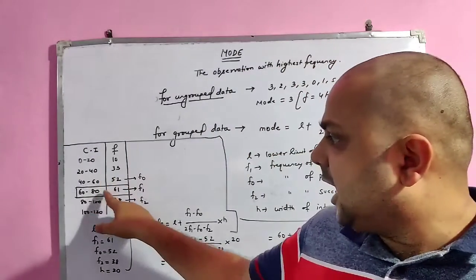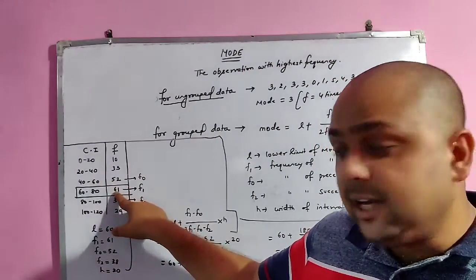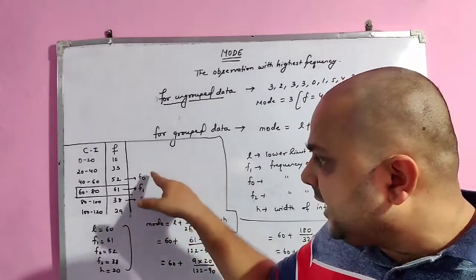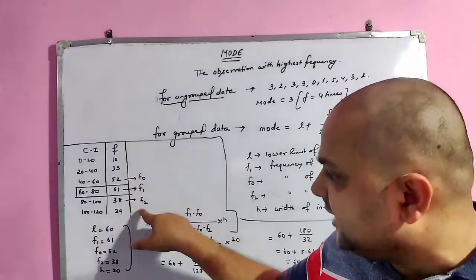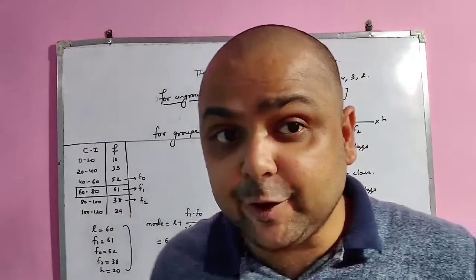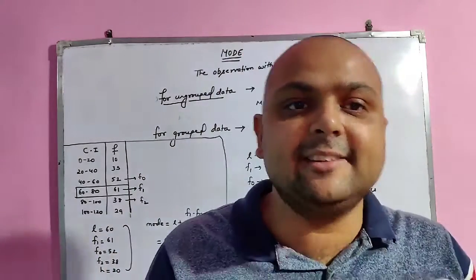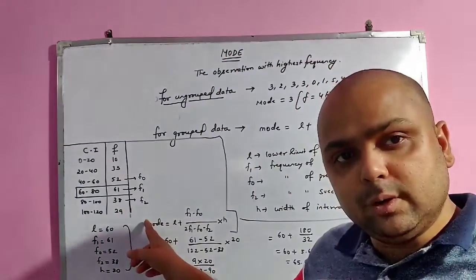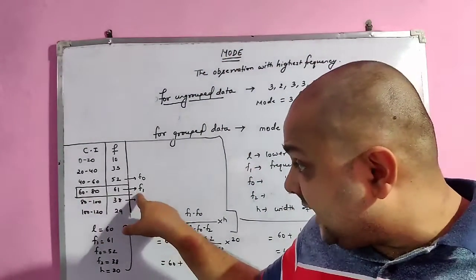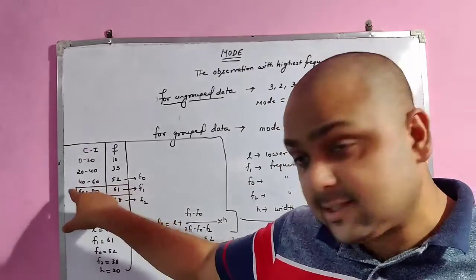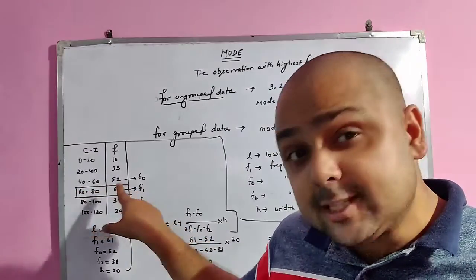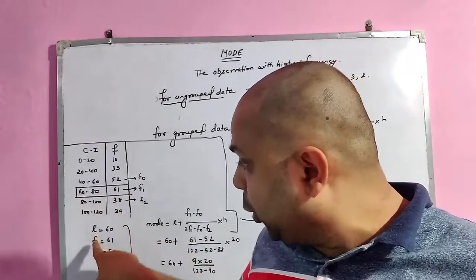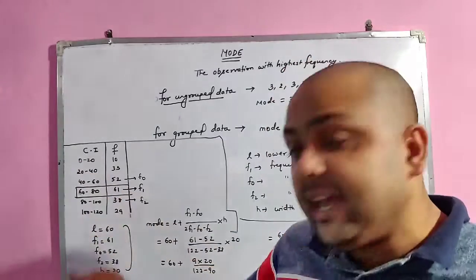In this, the highest frequency, which is 61, is called F1. The preceding is called F0. The succeeding is called F2. So the highest frequency is F1, the preceding is F0, and the succeeding is F2. As it is the highest, this is the modal class. The marked one here is the modal class. This is the lower limit and the width we have is 20.